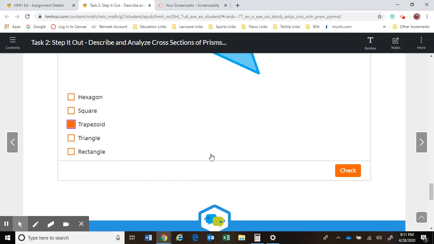So when you're doing the check understanding on your own, make sure you pay attention to where the slice occurs. All right, good luck with the assignment. Hopefully this tutorial helped you.